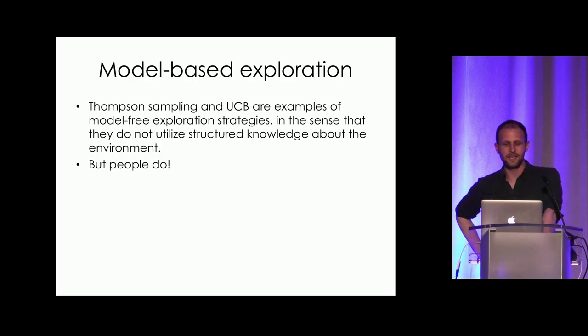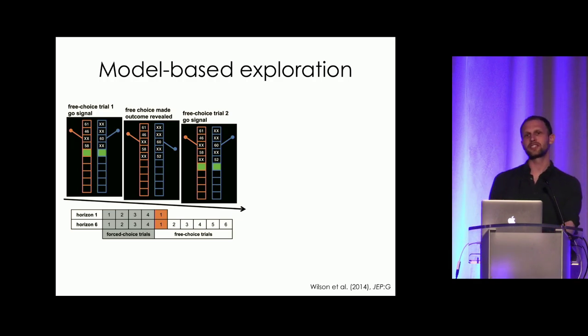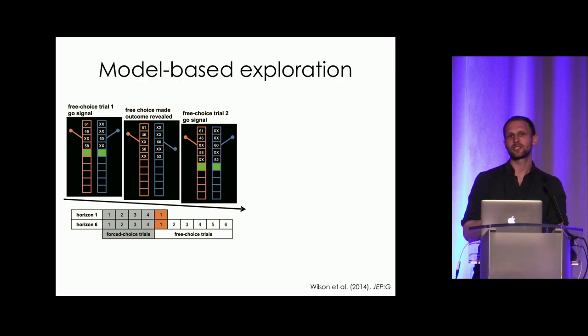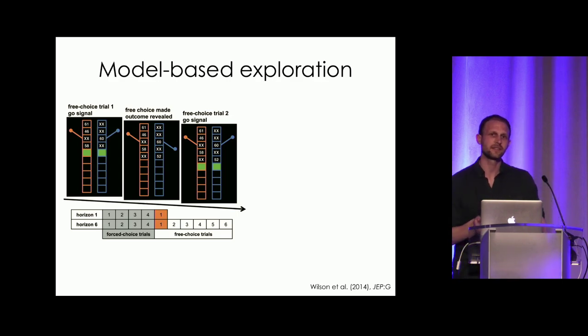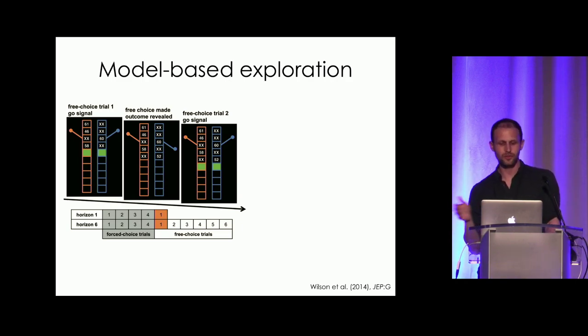Now, Thompson sampling and UCB are examples of model-free exploration strategies in the sense that they're not utilizing structured knowledge about the environment, but people do utilize structured knowledge, and I'll give you some examples of that. A nice and simple example comes from work by Bob Wilson, where he used another two-armed bandit task, but it was more carefully controlled in terms of what the subjects actually experienced in a forced choice phase prior to getting a free choice phase. The critical manipulation that they did, which is different from most other studies, is that they told subjects about the planning horizon. In some cases, subjects only got to choose a single time in the free choice phase, whereas in other cases, subjects got to choose six times. So it was a horizon of length six.